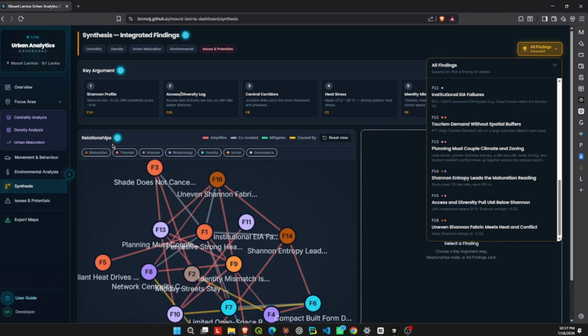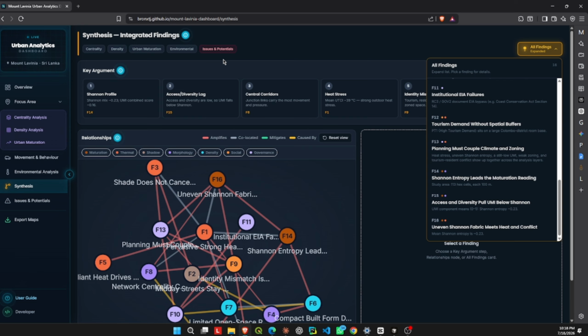All right, so now we come to the synthesis part. Synthesis means we integrate the findings from all the sections. All earlier tabs gave us separate evidence, separate findings related to different dimensions: density, centrality, maturation, environmental movement, and likewise. In the synthesis part, all of them have the chance to connect, piece by piece, into one single, solid argument about our study area.